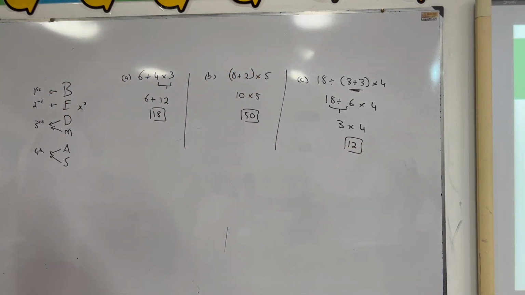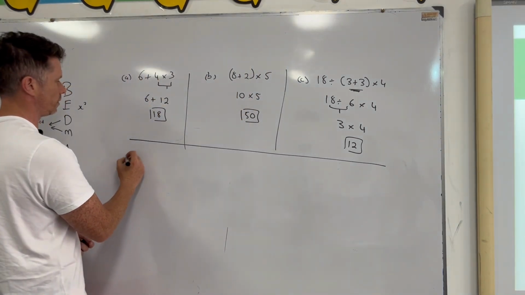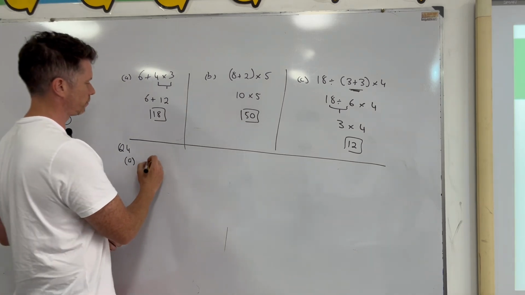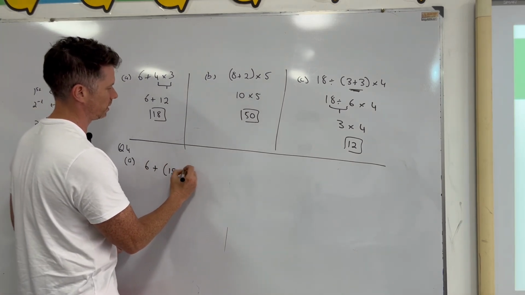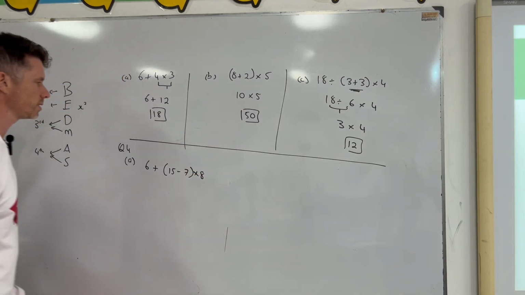Okay? And then I do the last question, which probably was the trickiest one. A lot of us did quite well in question 4. Let's look at those questions. We've first one, 6 plus 15 minus 7, is it? Multiply by 8. I'll do this one first.